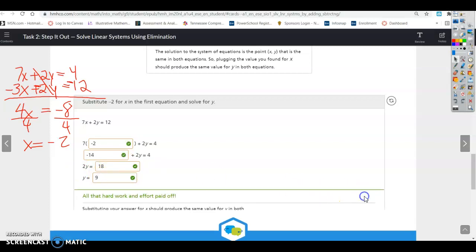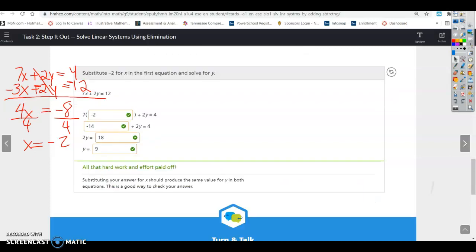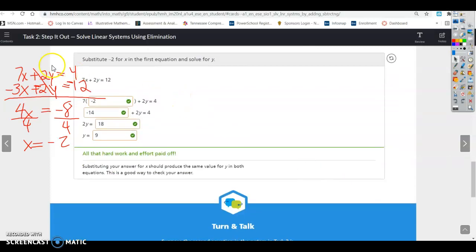So it's the same thing we got using the other equation. All right, that's all for task 2. If you have any questions, please let me know.